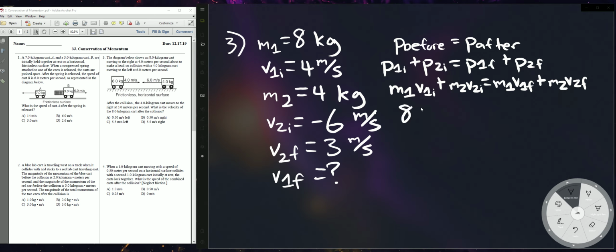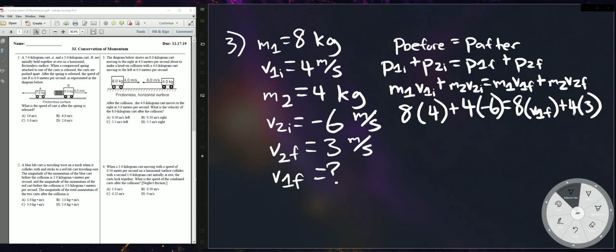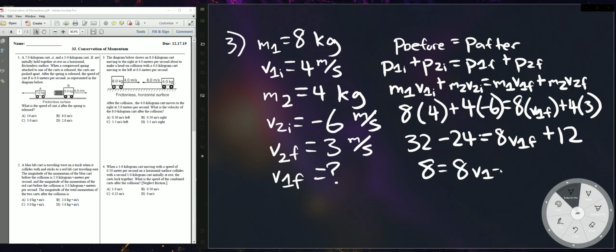So mass 1 is 8, v1 is 4, plus 4, negative 6, is equal to m1, which is 8, v1f, plus 4, v2f, 3. All I did was place all my numbers into this formula. So 32 minus 24 is equal to 8 v1f plus 12. So minus 12.